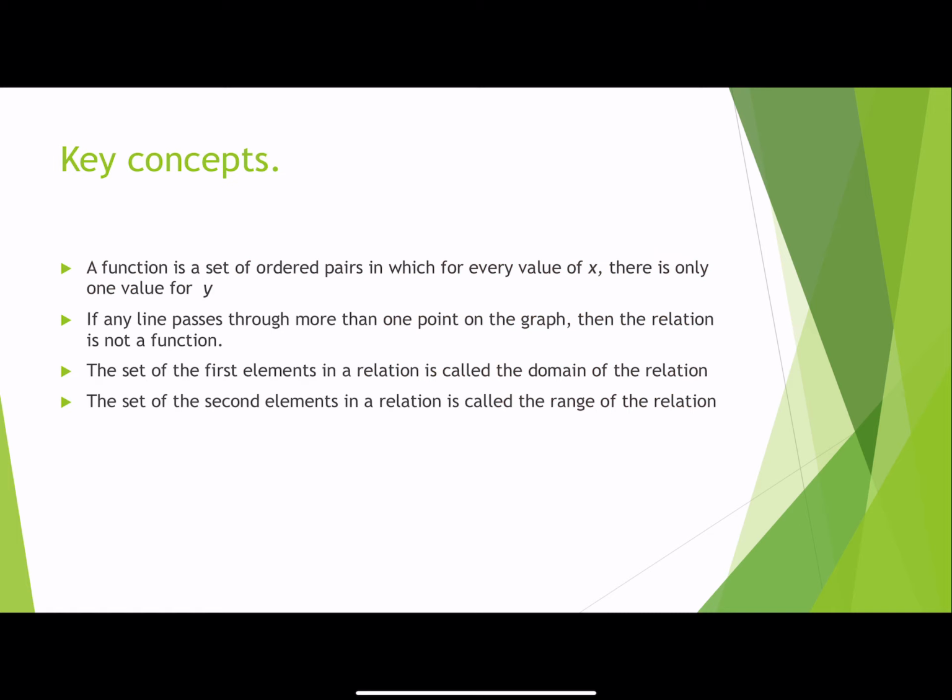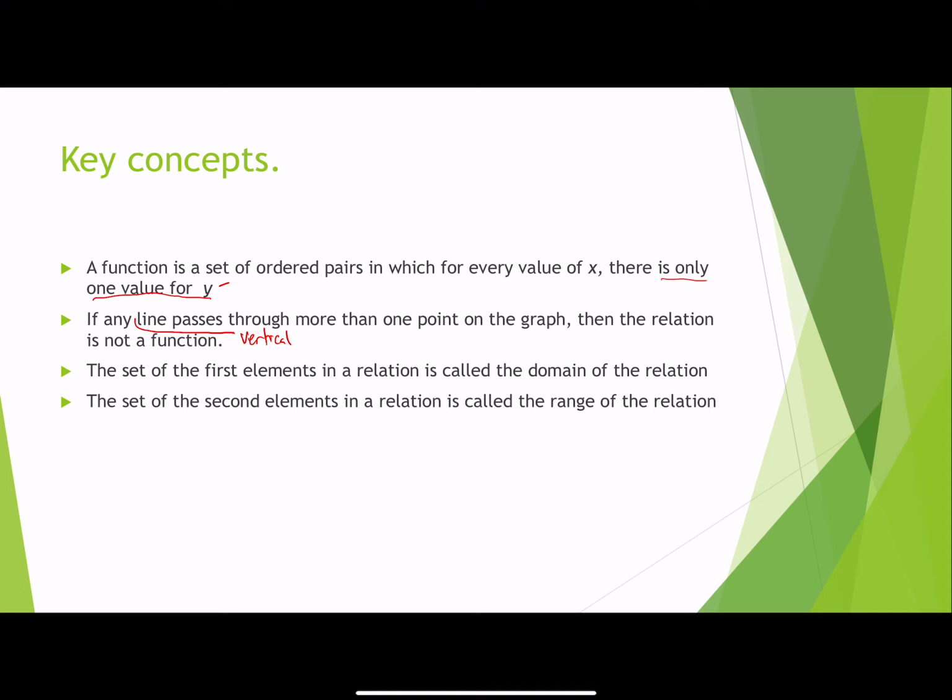All right, here are your key concepts. A function is a set of ordered pairs in which for every x value there is only one value for y. If a line passes, and I should say if a vertical line passes through more than one point on the graph, then the relationship is not a function.